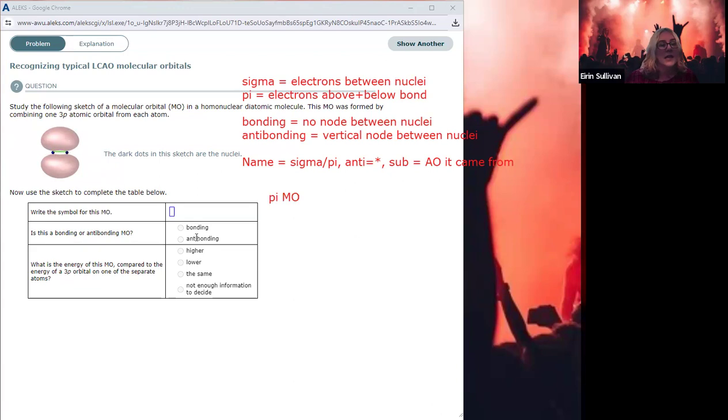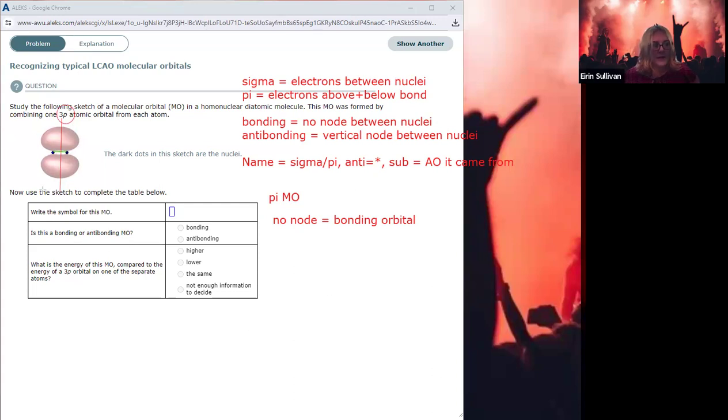What's the next thing we are going to work out? Is it bonding or anti-bonding? If it was anti-bonding, you would have a vertical node somewhere between the nuclei, an area along here with zero electron density. There's no node, so it must be a bonding orbital. So we know it's a pi bonding orbital, and we've been told that it's coming from mixing of 3p atomic orbitals.